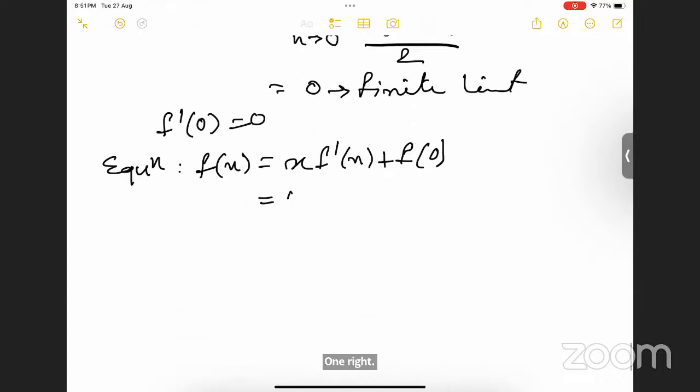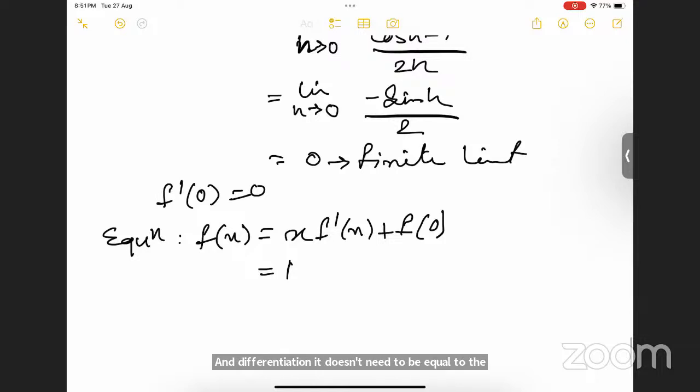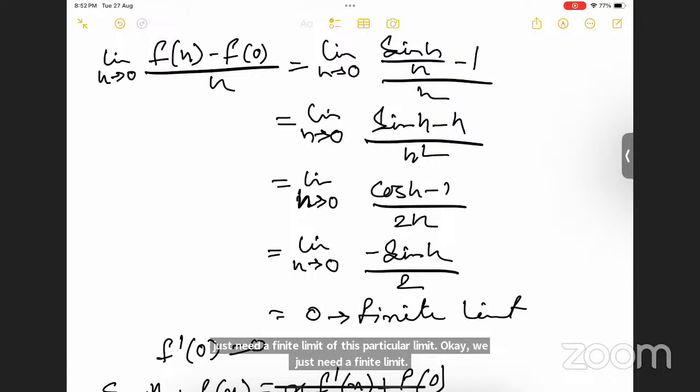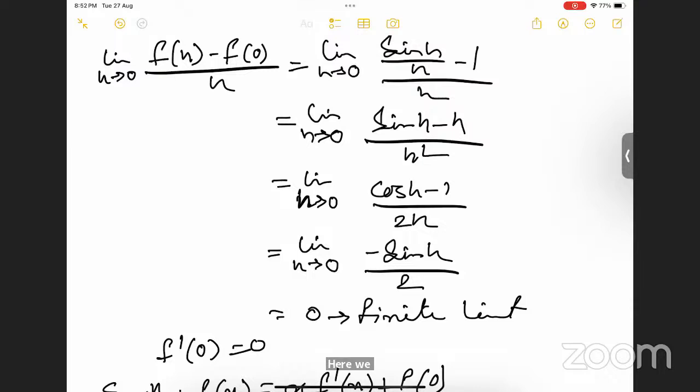Ma'am, I have a doubt. In differentiation, does sin x by x, for x not equal to 0, need to be equal to 1? It should be that the answer is finite. We just need a finite limit of this particular limit. This need not be equal to the f of 0 value. Here we don't have that kind of concept.